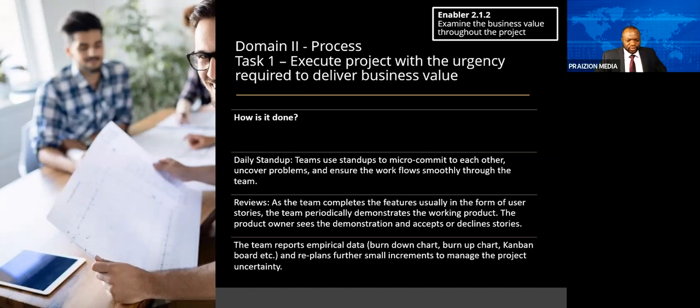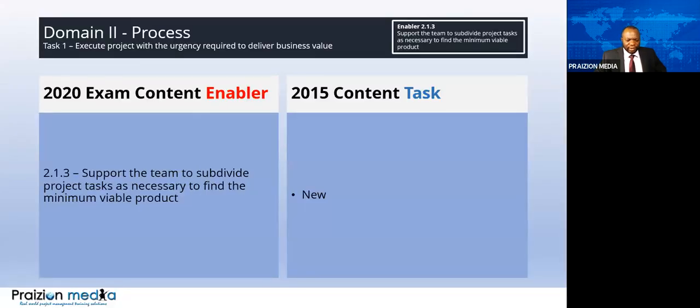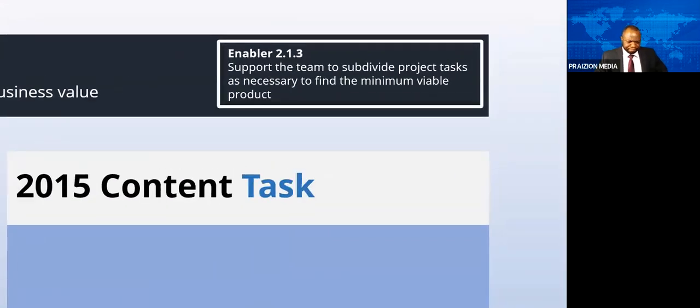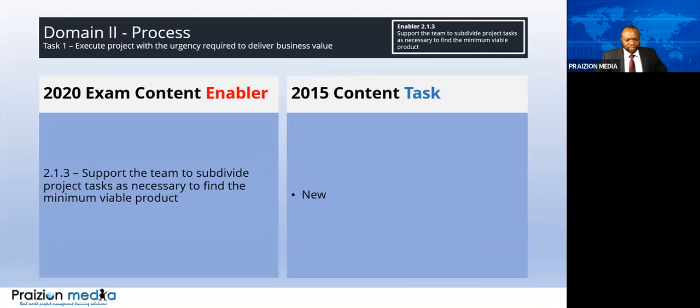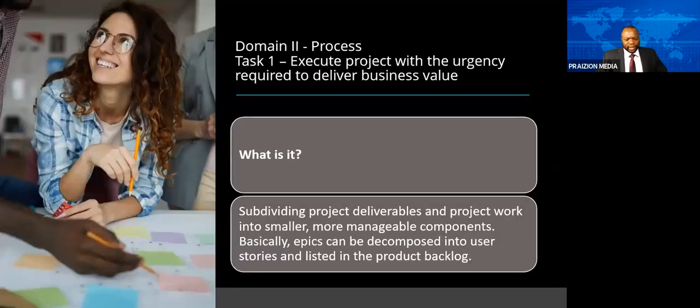Last but not least, this will make absolute sense and it will not take long at all. Just so you have your eye on the right place, top right, the enabler is to support the team to subdivide project tasks as necessary to find the minimum viable product. What is the minimum amount to deliver to get the maximum knowledge back? So you're meant to support the team to do that, subdividing project deliverables and project work into smaller, more manageable components. Basically, we have what we call epics.